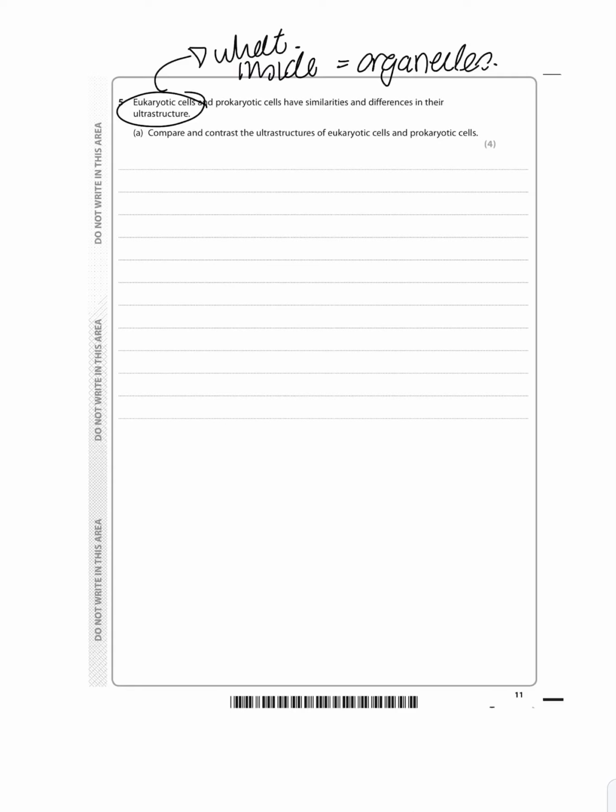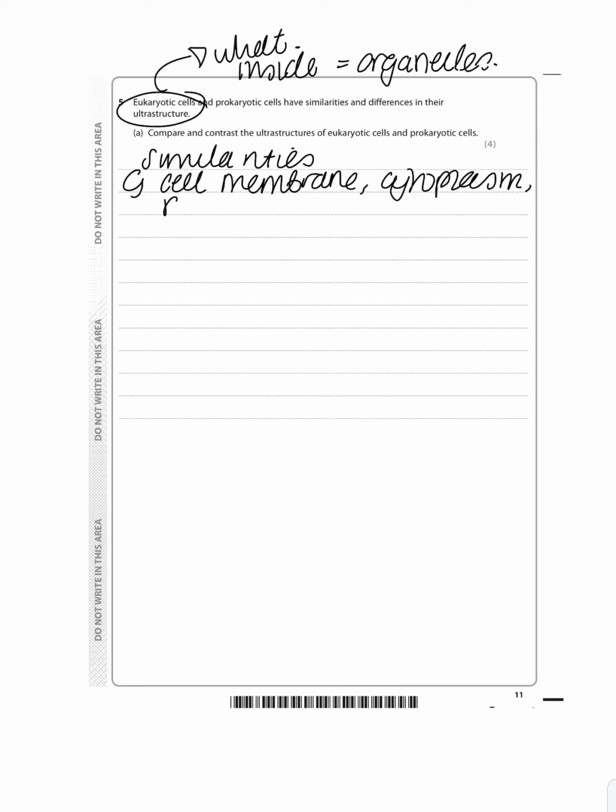Right, so we'll start off with the similarities. It's just something you're going to have to memorize, and there's 3 similarities. So they both contain a cell membrane, they both contain cytoplasm, and they both contain a ribosome. Now, differences.